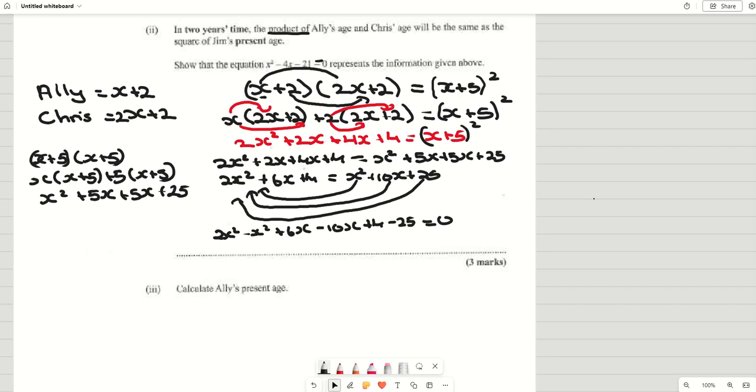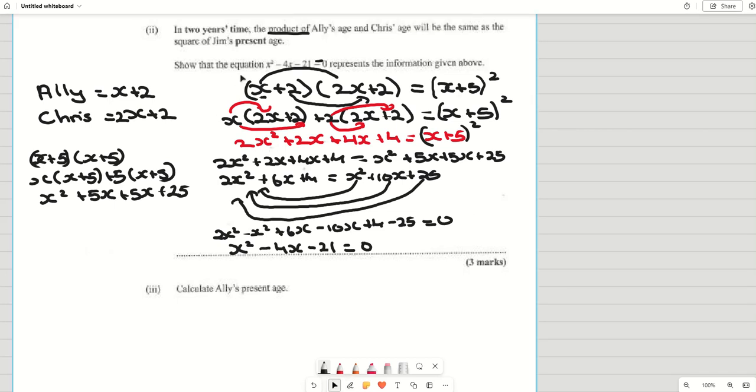When you do this, you'll get 2x squared minus x squared is x squared. 6x minus 10x is minus 4x. And then 4 minus 25 is equal to minus 21. And all of this is equal to 0.